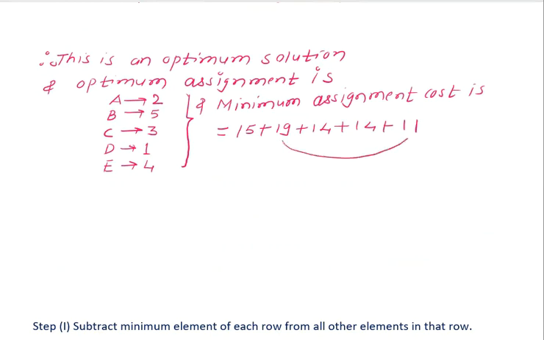Now 19 plus 11 is 30, 30 plus 15 is 45, 45 plus 28 is 73. This is the minimum cost of performing these 5 jobs on the 5 machines obtained by using the Hungarian method.